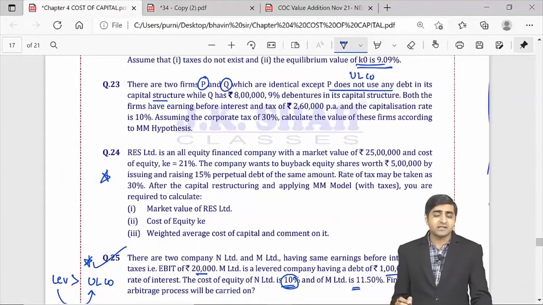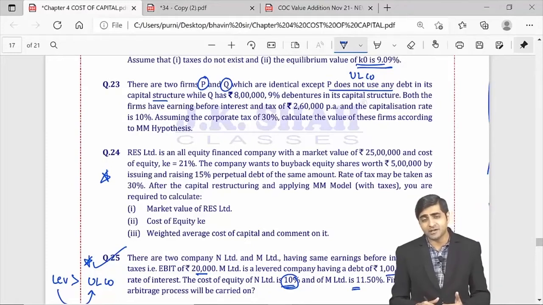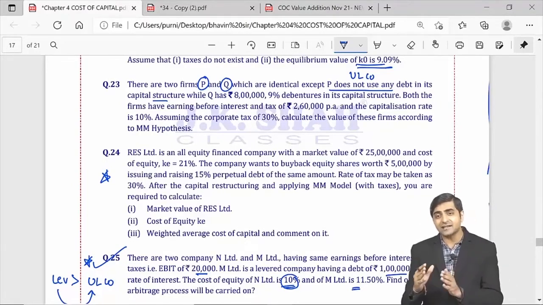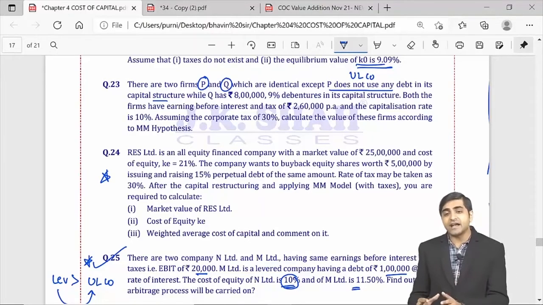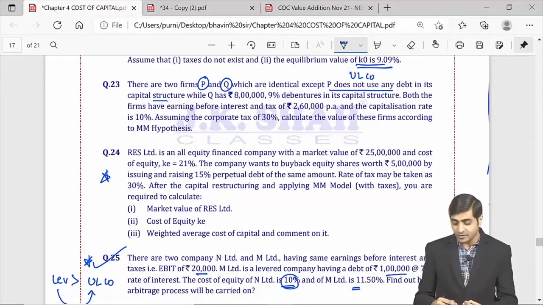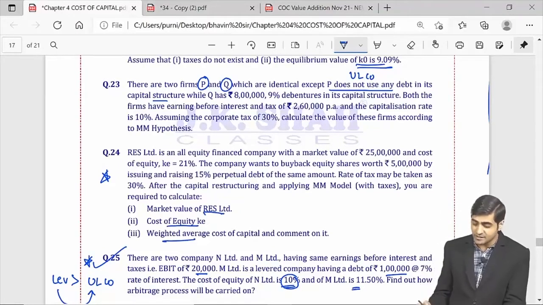In this particular question, first RES was an unlevered company, so it only had equity in its capital structure, and then it takes debt in the capital structure. So you have to calculate, after taking debt in the capital structure, what will be the market value of RES, what will be your KE, and what will be your WACC.